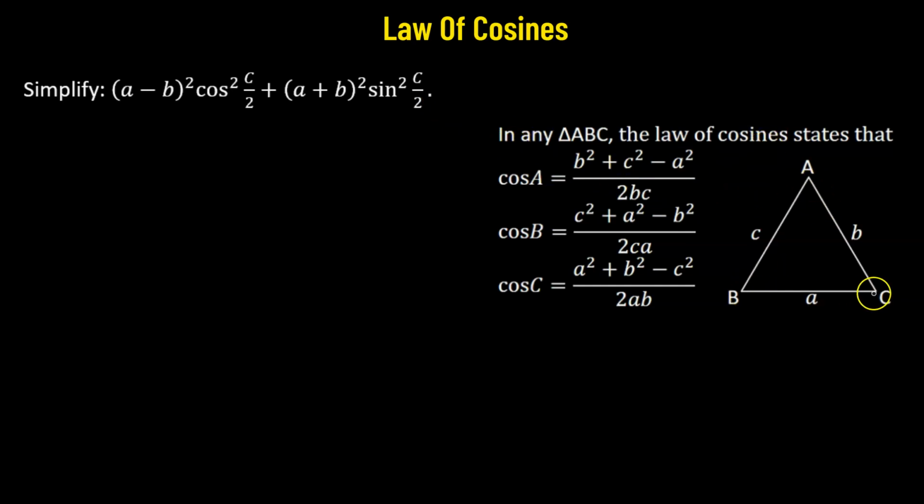We have a triangle ABC. Here, the sides opposite to angles A, B, and C are represented by the letters a, b, and c in lowercase. So we have cosine of A, cosine of B, and cosine of C represented in terms of the respective sides.